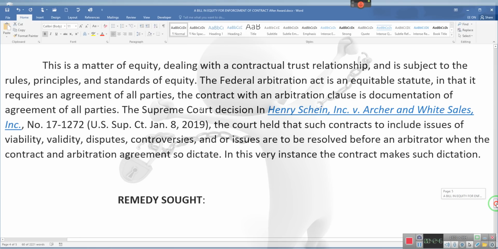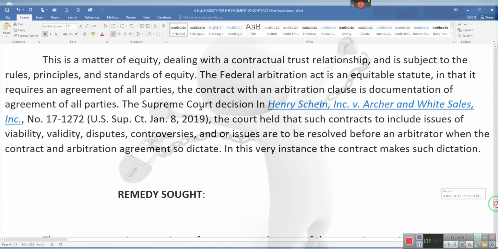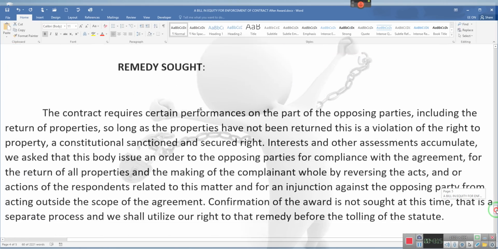In the Supreme Court decision in Henry Schein, Incorporated versus Archer and White Sales, the court held that such contracts, to include issues of viability, validity, and dispute, controversies and/or issues are to be resolved before an arbitrator when the contract and arbitration agreement so dictate. In this very instance, the contract makes such dictation.